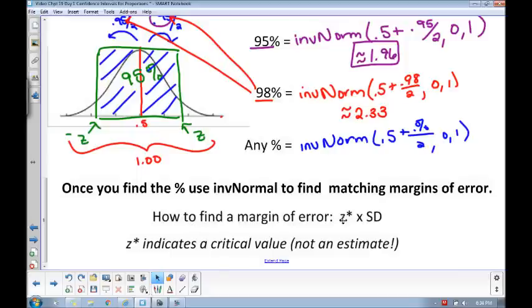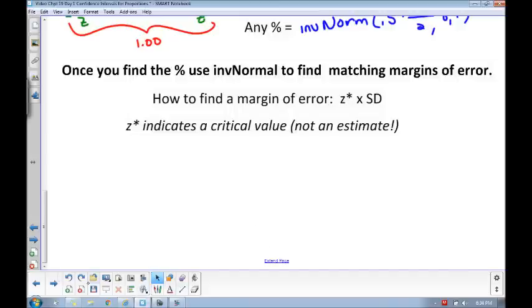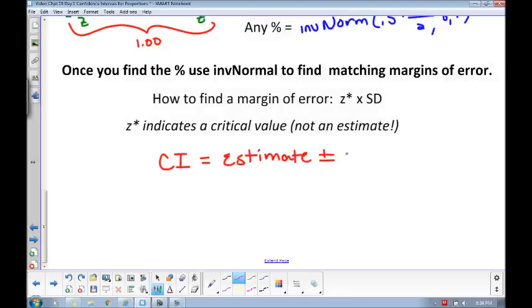So if you understand that the margin of error is the z-score times the standard deviation, that should help you understand that to find the confidence interval, just a little bit of throwback to what we talked about in the beginning, the confidence interval is found by taking your estimate plus or minus the margin of error. So that means the confidence interval is centered at your estimate plus or minus the z-score, the critical value, not the approximation, times the standard deviation.